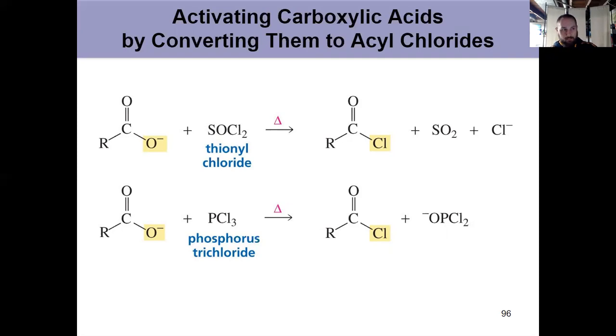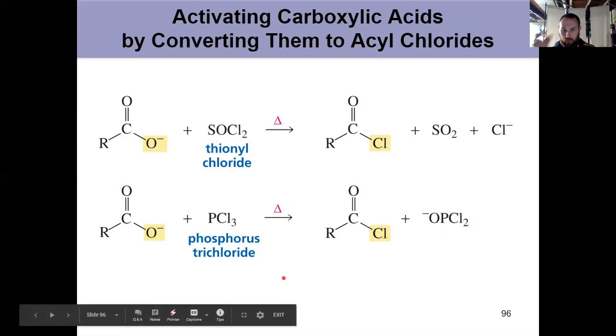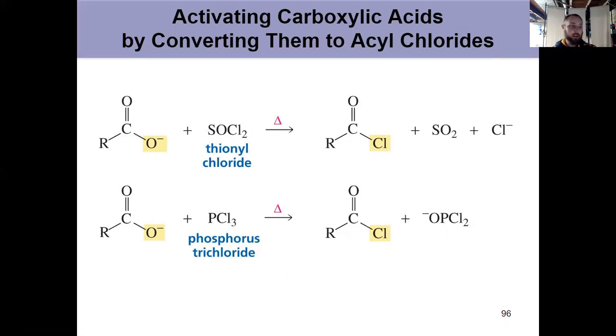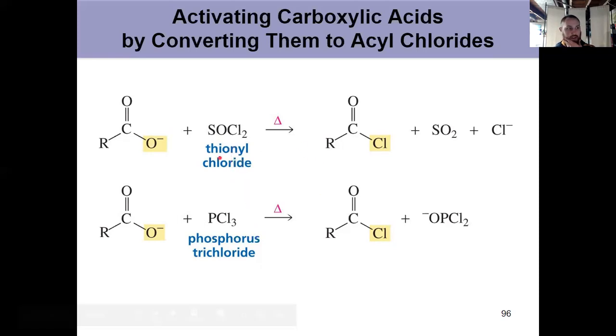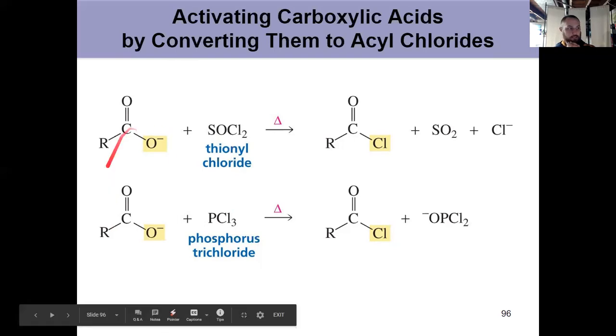I can activate a carboxylic acid and turn it into that more reactive acyl chloride in the lab by heating it with thionyl chloride or phosphorus trichloride. And those should look familiar. We used those back in chapter 10 to activate alcohols. And here, they're working by converting our leaving group in the tetrahedral intermediate to something better, giving us a better leaving group overall. So you want to know these two reactions to convert carboxylic acids, here shown as carboxylates, to acyl chlorides.